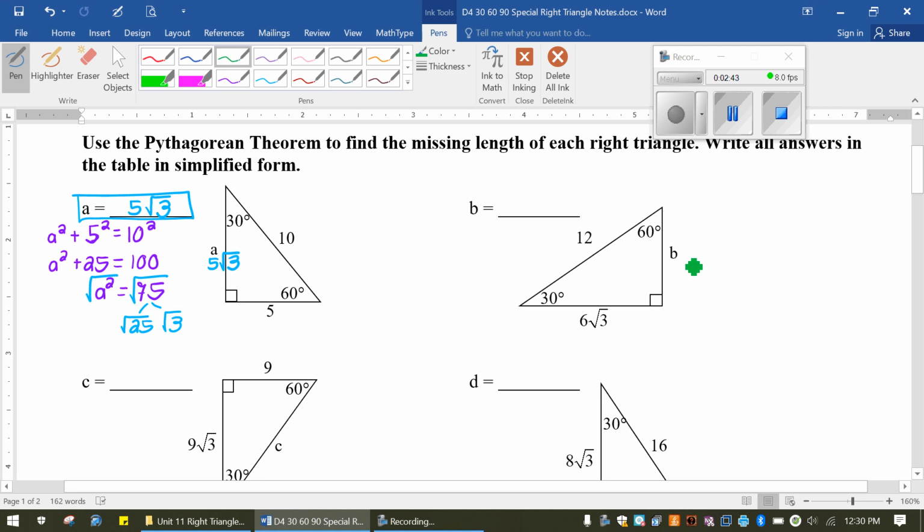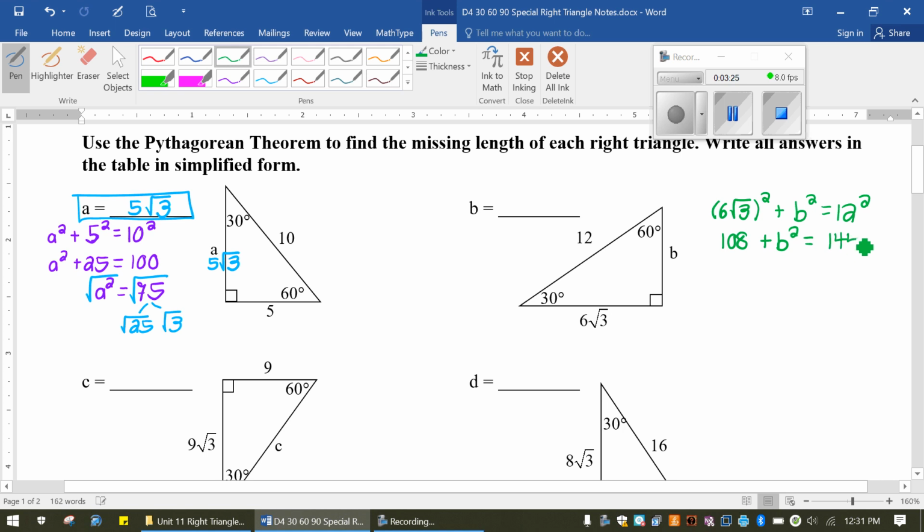Again, we're going to do the Pythagorean theorem. So we're going to have 6 root 3 squared plus b squared is 12 squared. So 6 root 3 squared, again, you have to be really careful with this, making sure that you have this in parentheses before you square, because you should be squaring the 6, which is 36, and squaring the square root of 3, which is 3. So 36 times 3 should be 108. So if you're putting this 6 root 3 squared into your calculator and you're not getting 108, you're missing a parentheses.